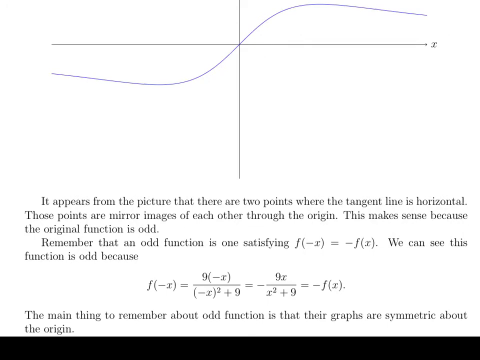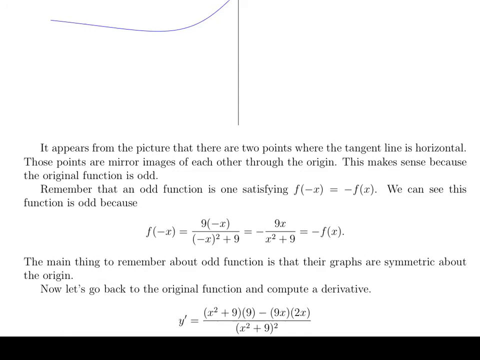And I would say for our purposes, the main thing that you want to remember about odd functions is that their graphs are symmetric about the origin. And so if we're going to expect a tangent line that is horizontal in the first quadrant, we should get a corresponding point in the third quadrant where it also has a horizontal tangent line. So it makes sense that we're going to expect those 2 points like that.